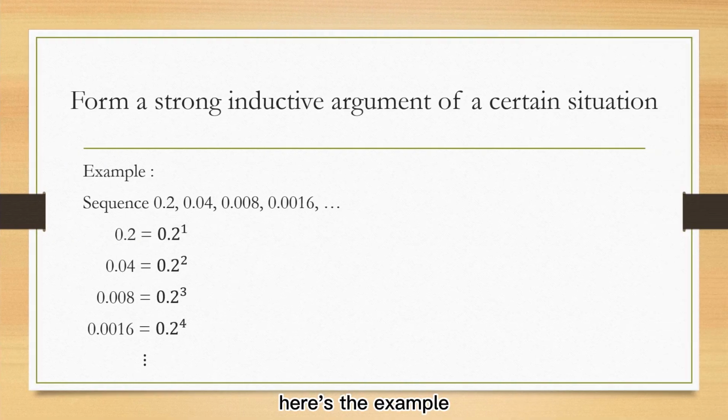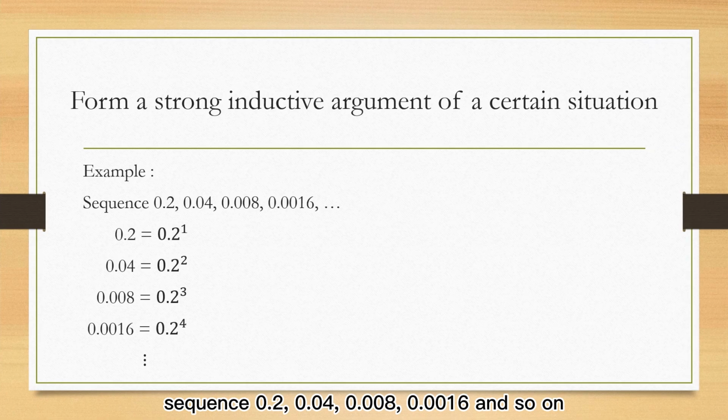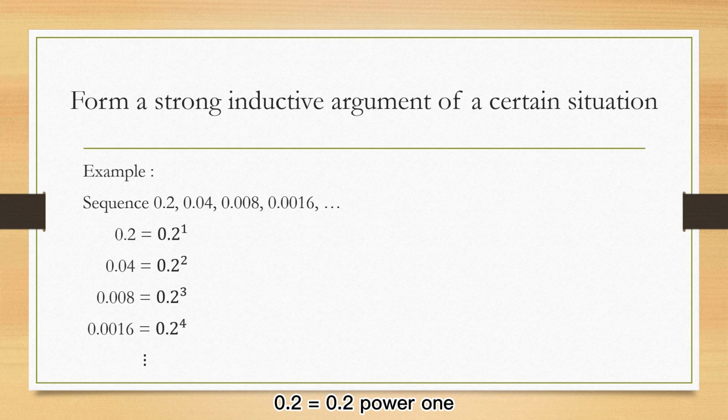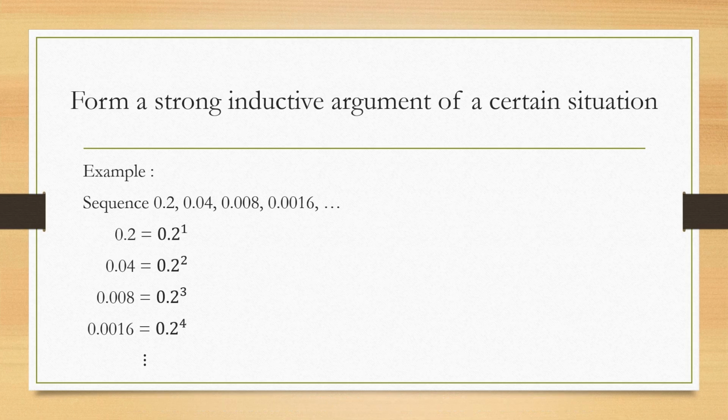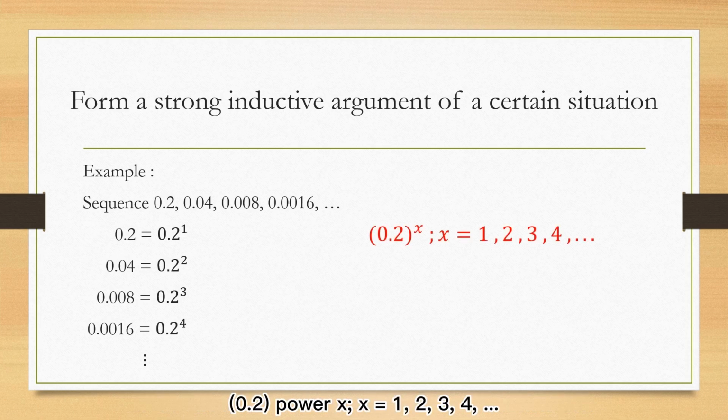Here's the example. Sequence 0.2, 0.04, and so on. 0.2 equals 0.2 power 1, 0.04 equals 0.2 power 2. From this, we can write a general conclusion, which is 0.2 power x, where x is 1, 2, 3, and so on.